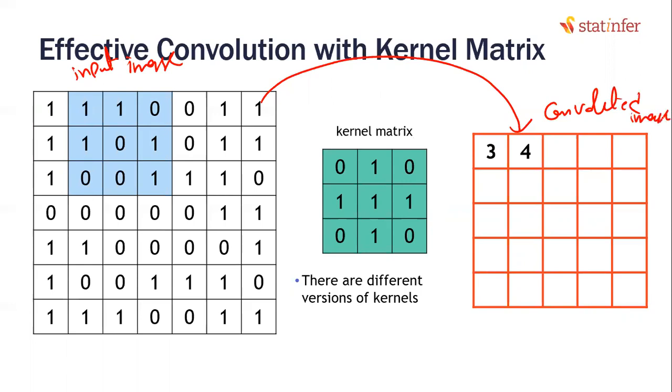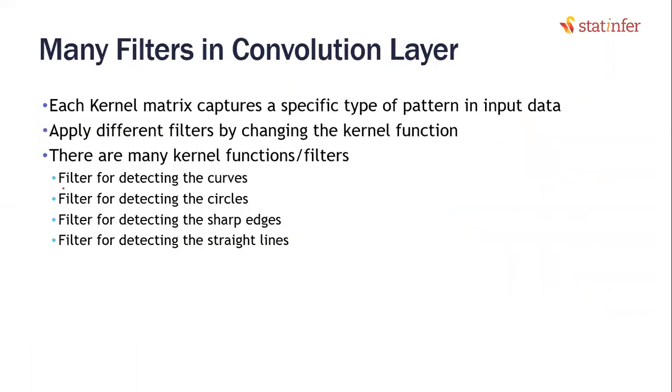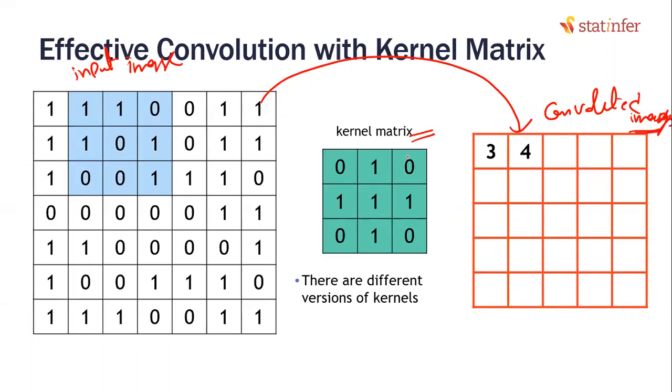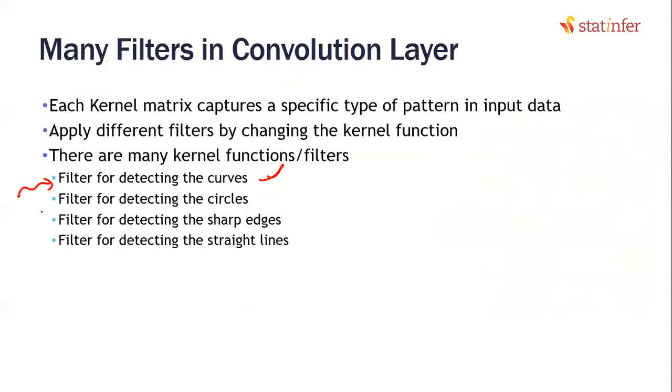Why are we taking convoluted images? Because we want to keep intact the spatial dependency. Different types of kernel matrices are there. There are some kernel matrices that are detecting curves. That means if you apply that kernel matrix, only curves in the input image will be highlighted, and the rest will be suppressed. Everything else will not be visible, only curves will be highlighted. If you apply another kernel matrix, only circles will be highlighted. If you apply another kernel matrix, only sharp edges will be highlighted. If you apply another filter or kernel matrix, both are the same, only straight lines will be highlighted.